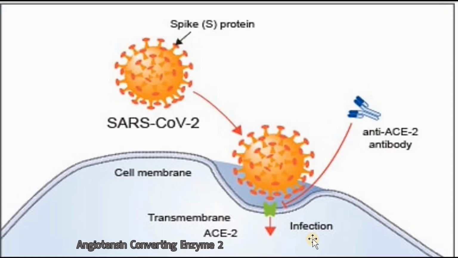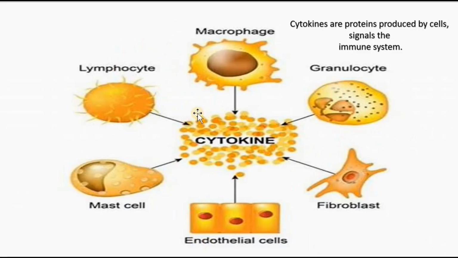So what is the body's response? Now there is an infection, so the body's response is the production of cytokines. What are cytokines? These are proteins produced by different types of cells. They act as protein messengers. They communicate between the cells and signal the immune system. They want the immune system to fight against the virus. There is a virus present, so now we have to fight against the virus or pathogen.